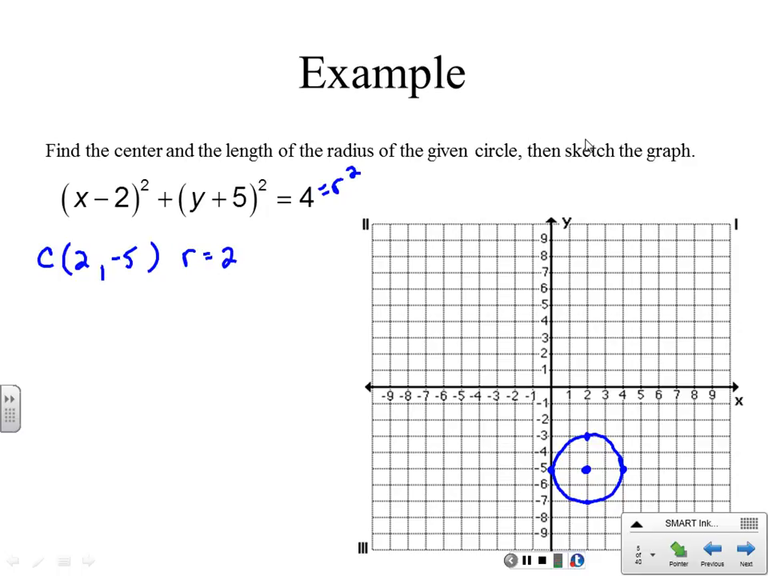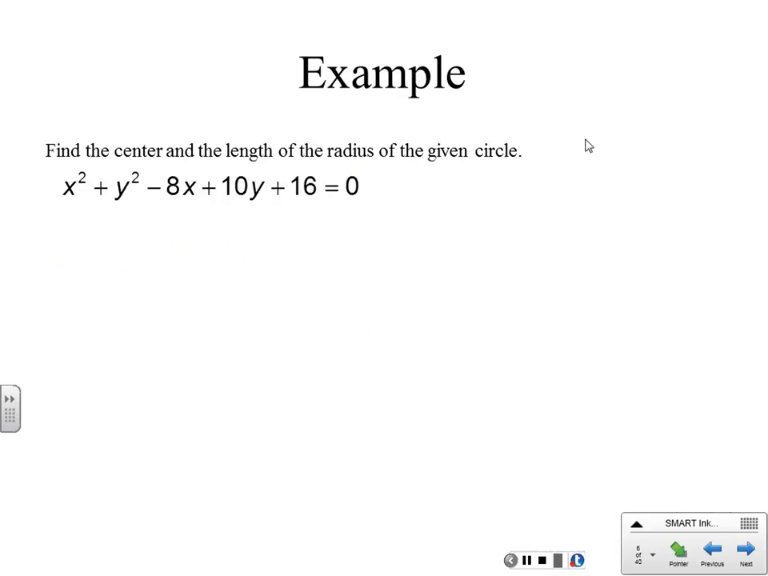So again, if I give it to you in standard form, it's not that bad. All you've got to do is pick out your h, pick out your k, make sure you take the opposite of what you see, and then take the square root for your radius, and put it on your graph. So it's not that bad. The hiccup is when I don't give it to you in standard form. That's when it gets a little crazy, such as this.